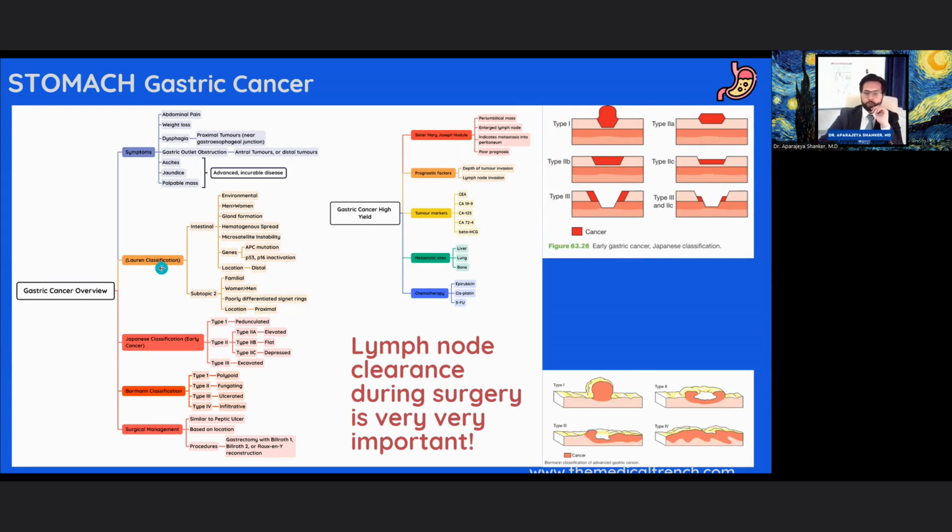Now, that is not very important for you, because what is more important is the symptoms, right? Most of the patients with gastric cancer will come to you with non-specific abdominal pain. They'll have weight loss, which is a red flag sign. They'll have dysphagia. And in very large tumors, they'll have gastric outlet obstruction, which is one of the topics that we're going to discuss as well.